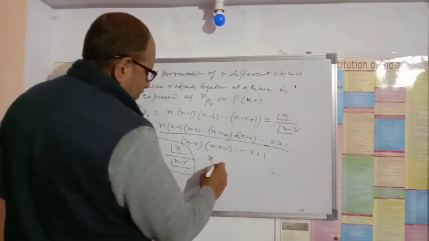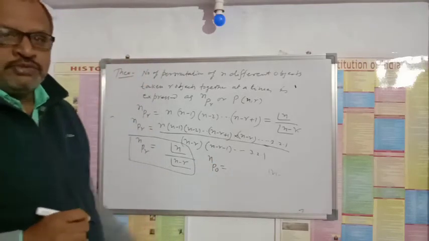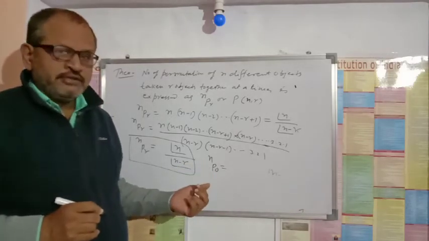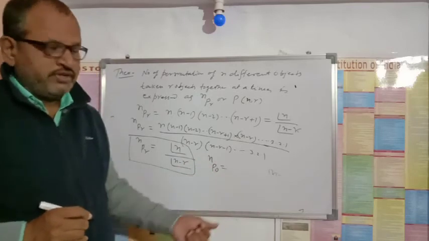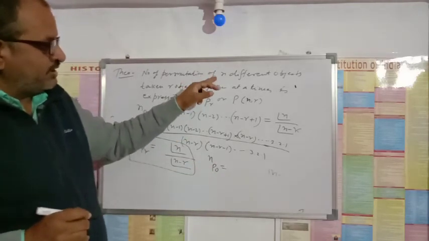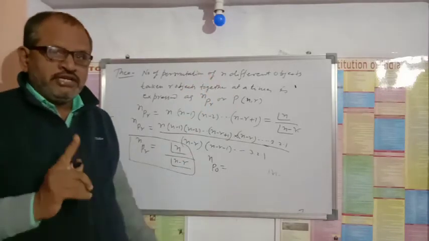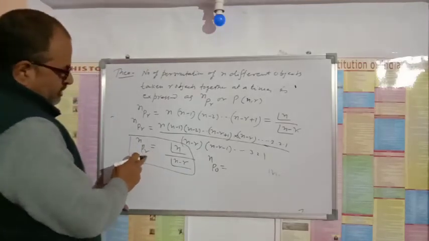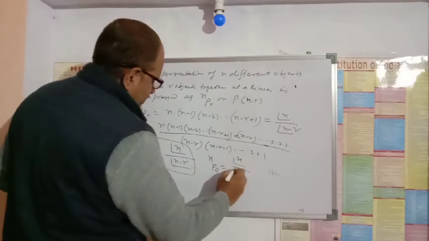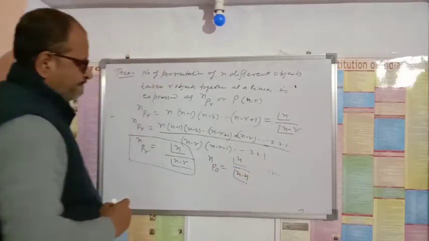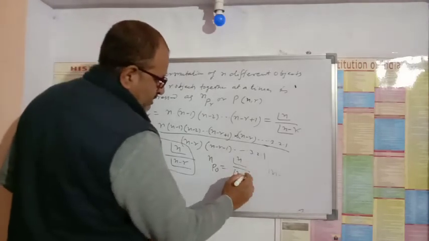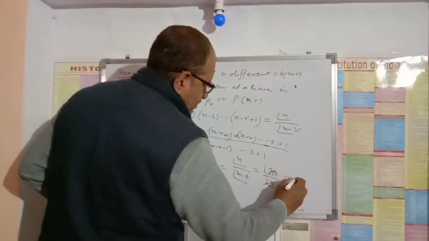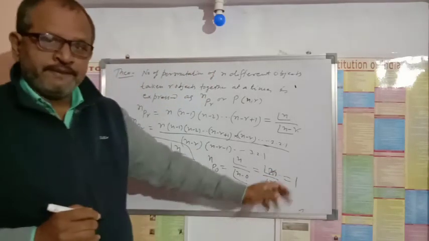What will be nP0? nP0 means we will not take any objects to make the permutation. So it can be done in only one way. So the nP0 value is 1. nP0 means the number of arrangements taking no objects, so it can be done in only one way. So what will be nP0 from the formula? Factorial n upon factorial n minus r, where r is 0, so it will be factorial n upon factorial n, cancel. nP0 value is 1.